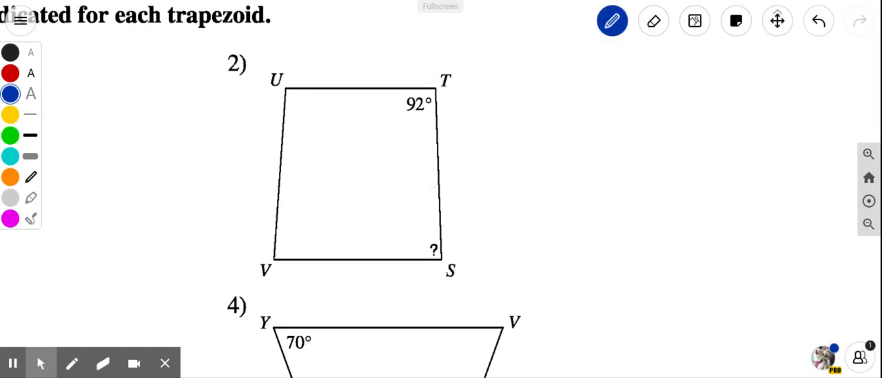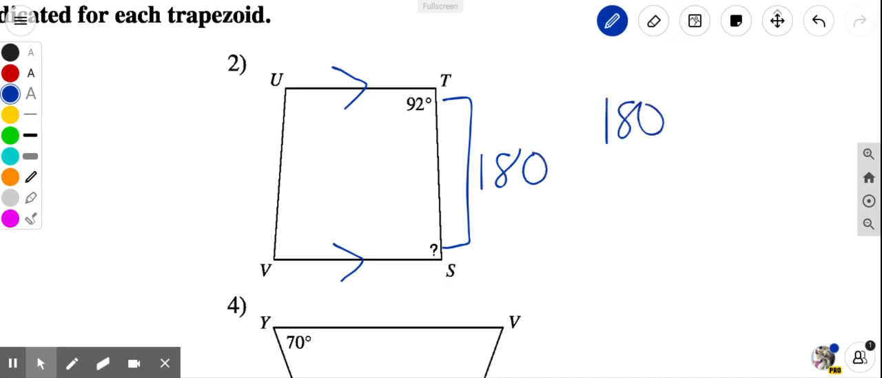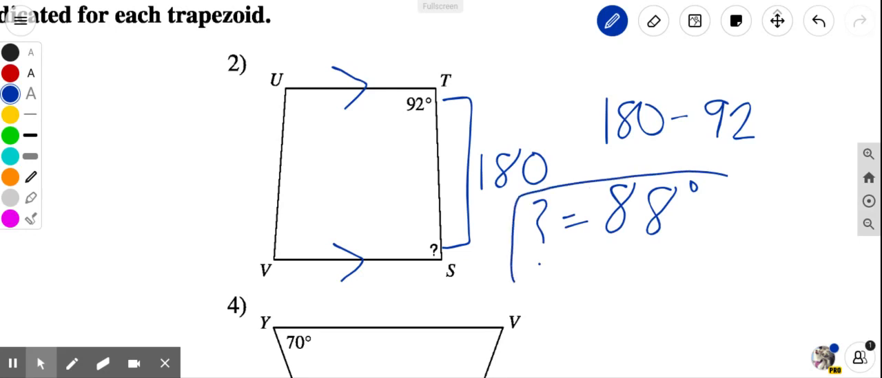So first of all, one thing on here is they don't tell you which ones the bases are, but you're supposed to just kind of assume, I guess, that these are the bases. Those are the ones that look like they're not going to intersect. So remember that we talked about the consecutive angles here, they add to 180. So to solve this, you would just do 180 minus 92, which is 88. So the question mark here would be 88 degrees. So that's number 2.